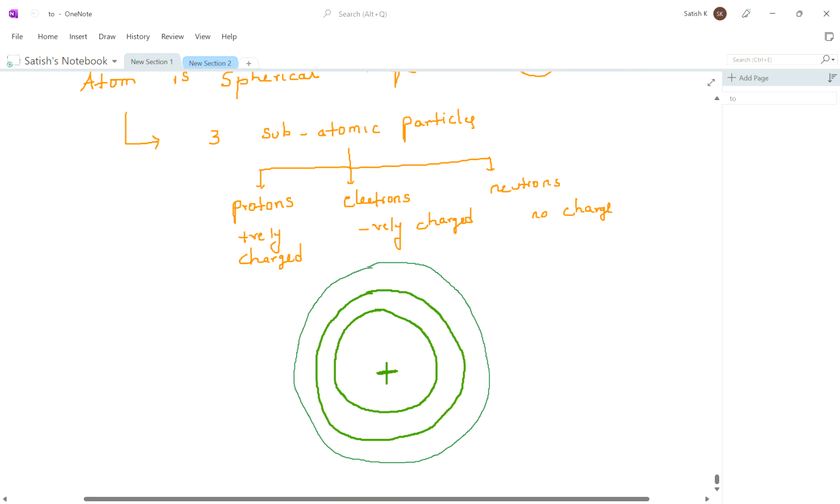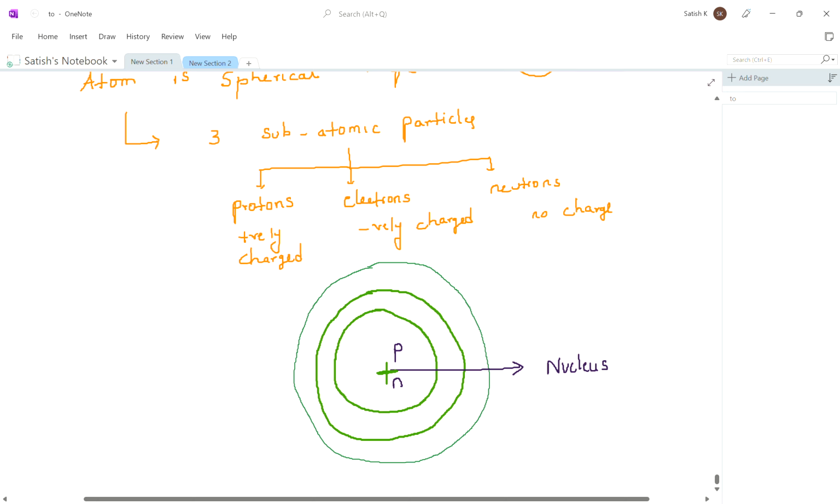I am writing the points here. This is the nucleus. Where the nucleus is, there only we have protons. Even neutrons are also present here only. Protons are positively charged, and it is represented by the general letter P.